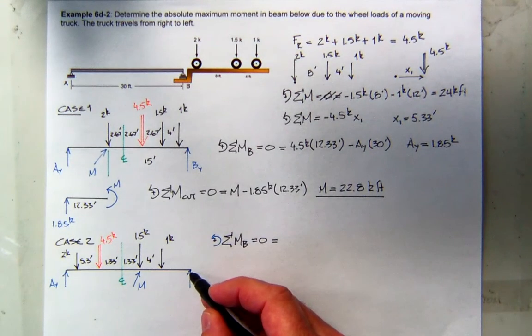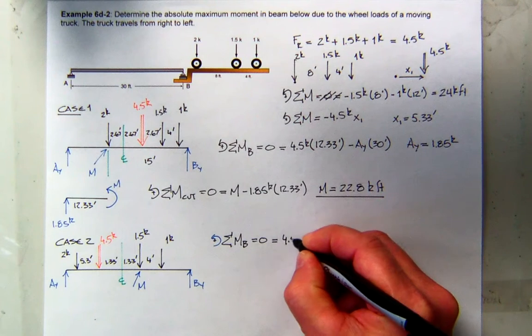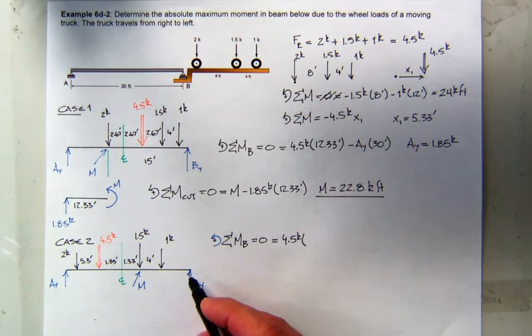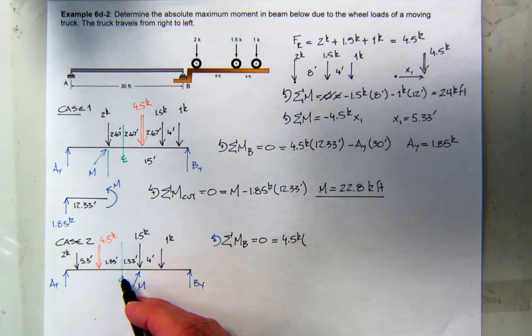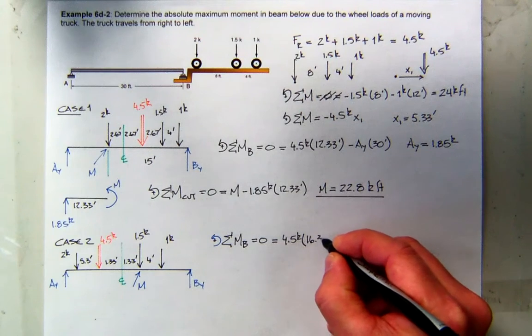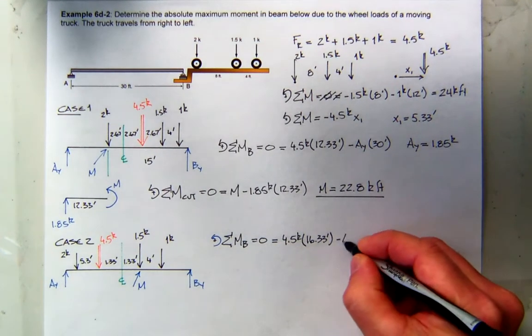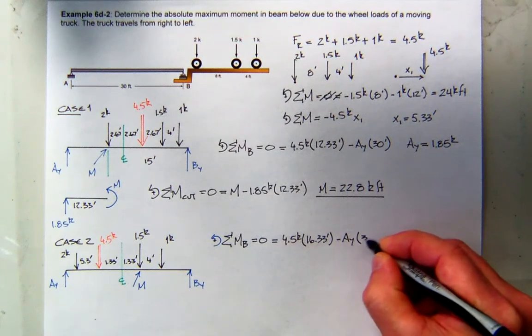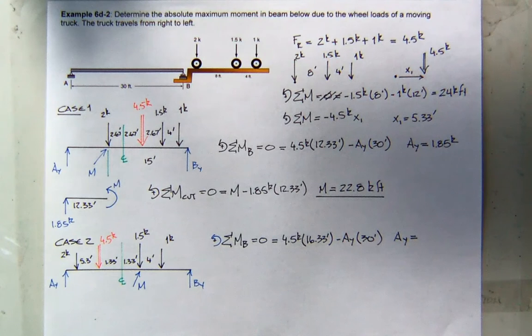So about B, the 4.5 is going to create positive moment. And what's the distance from B to there? Well, from here to the center line is 15 feet, plus 1.33 will be 16.33 feet. And then I'll have my reaction at A, which creates negative moment. And that has a distance of 30 feet. So what's AY equal to? 2.45?